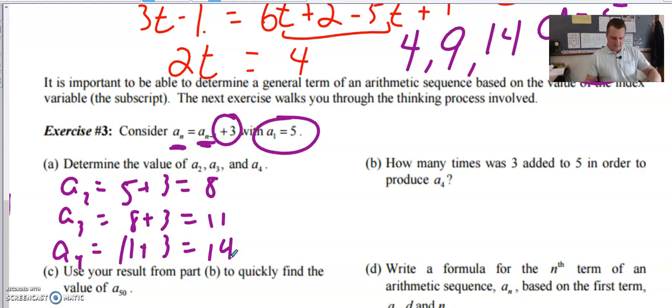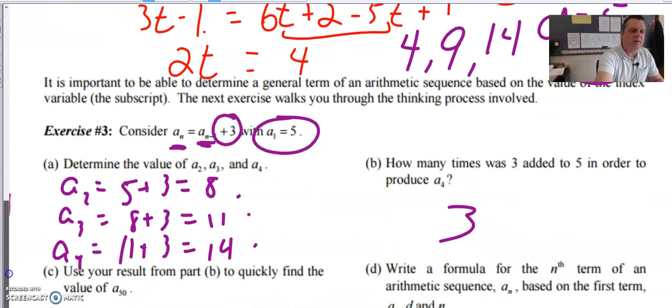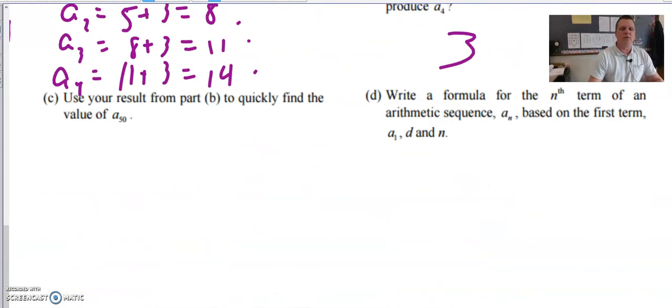How many times was 3 added to 5 in order to get A4? 3 was added to 5 three times to get to A4. 1, 2, 3. And then use the result from part B to quickly find the value of A50.